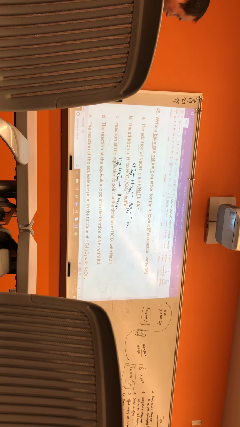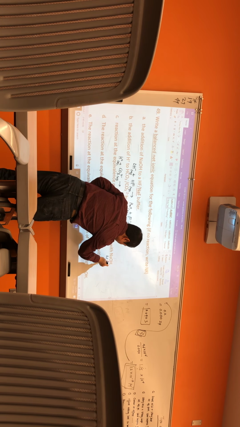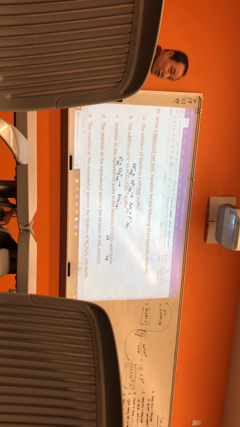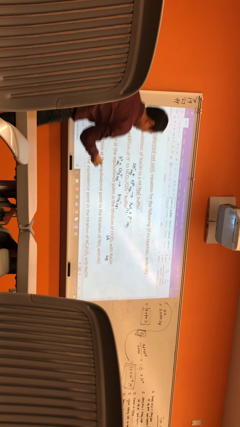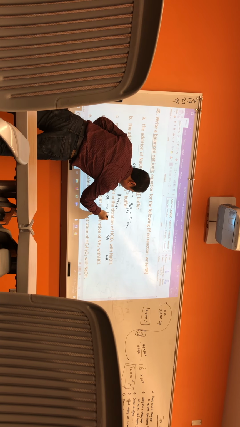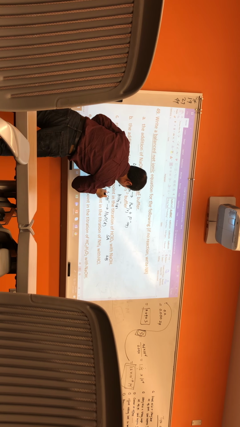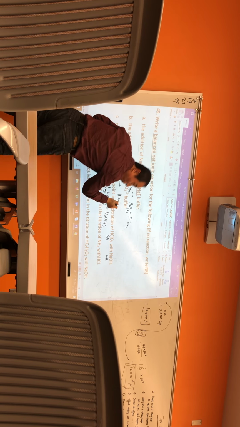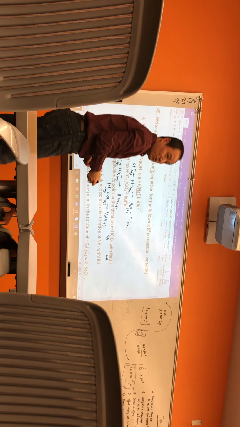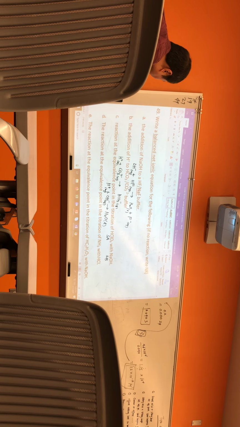Reaction at the equivalence point of a titration. Strong acid, strong base: there is nothing at the equivalence point. It's just strong acid meeting strong base to become water. Because it doesn't form a salt, don't worry about the salt. That's a strong acid, strong base titration.